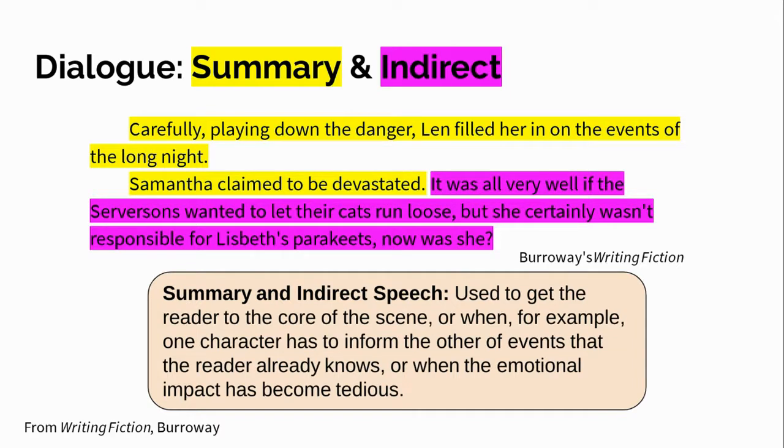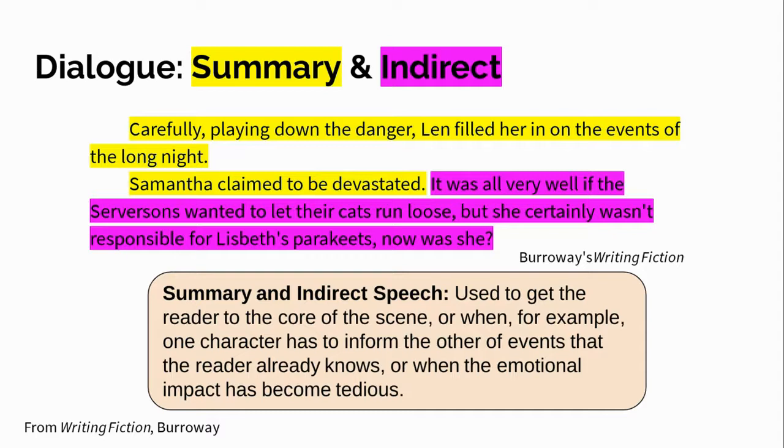And then we go into this whole long diatribe of how somebody would relay through speech they were devastated. So this is a summary. Then it switches to indirect dialogue. It was all very well if the Siversons wanted to let their cats run loose, but she certainly wasn't responsible for Lisbeth's parakeets, now was she? Okay, so note how the summary shows us that she's devastated. Well, what actually took place? We don't really get into the dialogue of the cats and the parakeets and all of this stuff, but it's restated through the lens or the point of view of another character in indirect dialogue.